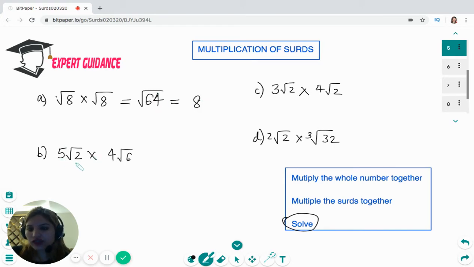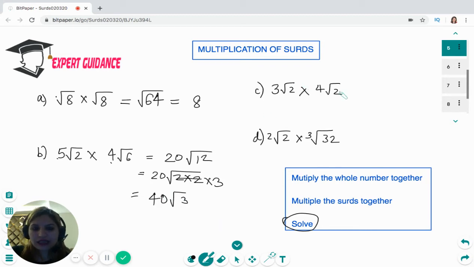Let's do another question. You can only times the surds with the surds and the numbers with the numbers. So 5 times 4 is 20, and 2 times 6 is 12. Now we can write 12 in the simple form. 12 in the simple form can be written as 2 times 2 times 3, so the 2 can go outside, and that becomes 40 root 3.